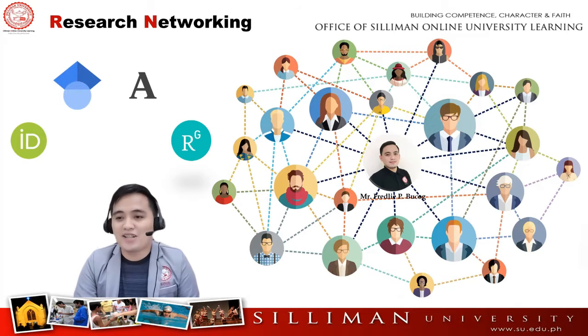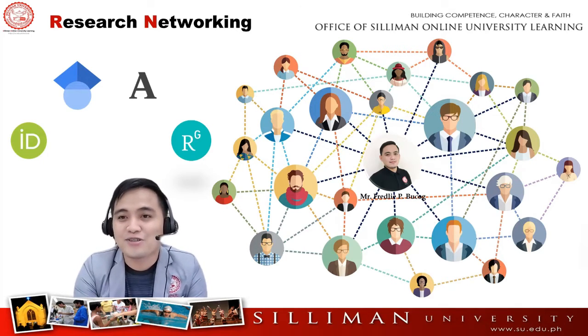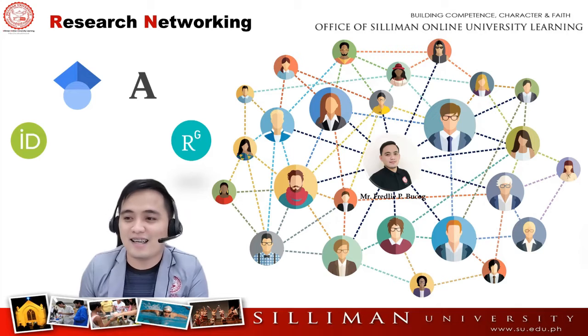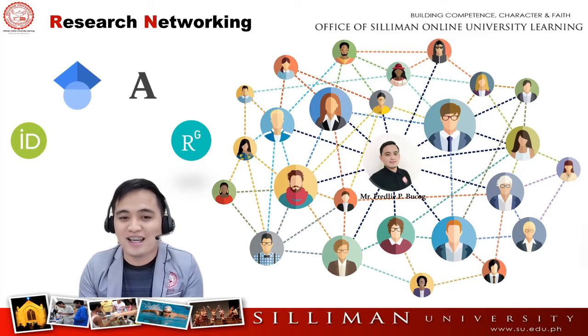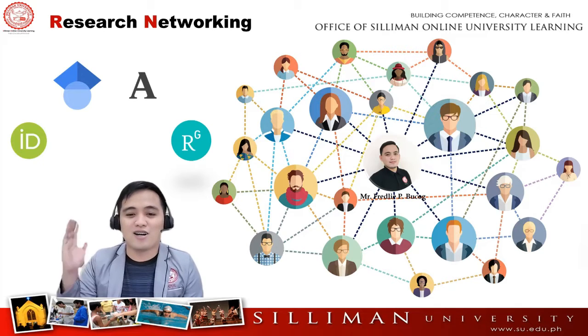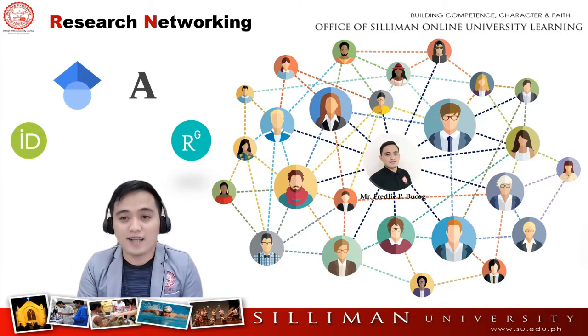So based on understanding the research network, sir, are you into research? Okay. So we will have a sort of recap about understanding research networking. Then after that, we will go through the different accounts to make, as shown on your screen. We have ORCID, then Google Scholar, and then Academia, and then ResearchGate.